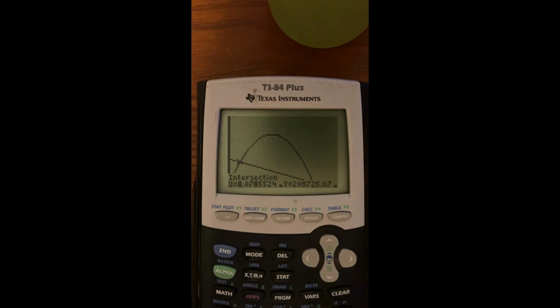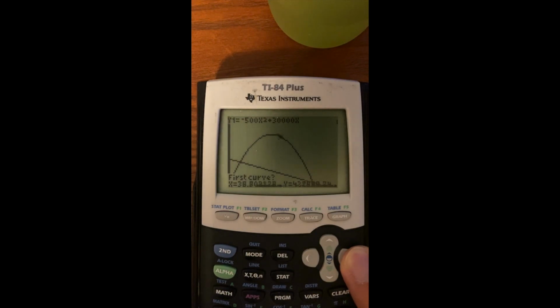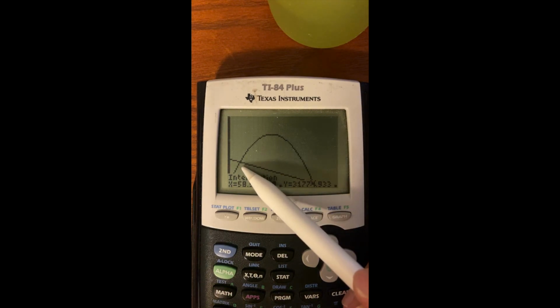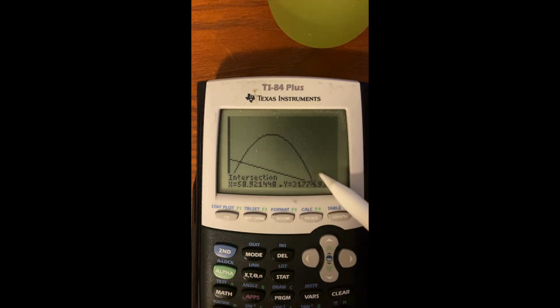I would repeat this process for the other intersection point, and on my calculator it's being hidden by the first curve and second curve, but I'm going to arrow over just to show you where I'd be heading, right about there. Yeah, we're pretty close, so enter, don't guess, and there's my other intersection point. The trick is to make sure you're repeating this process once for each unique set of intersections. So this first curve and second curve, this first curve and second curve.